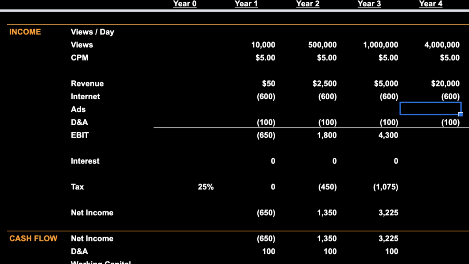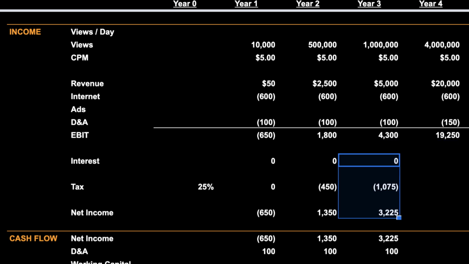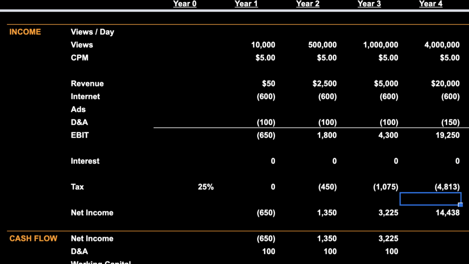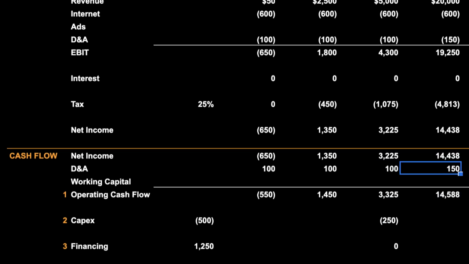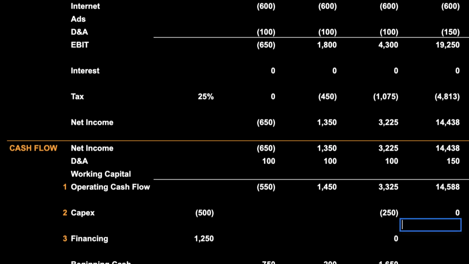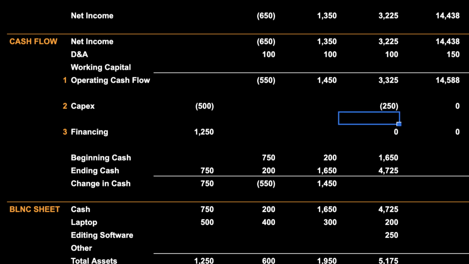And then we have a little bit of additional depreciation expense because we have the 100 from the computer, and we also have 1/5 of 250, which is going to be $50. So our total D&A is now 150. And so we now have almost $20,000 of earnings before interest and tax, and 14,000 of net income. Again, our depreciation went up, and we're good with our software purchase. We're happy with that. So we're not going to do anything else in terms of purchases in year 4.